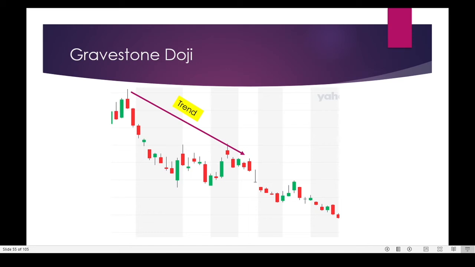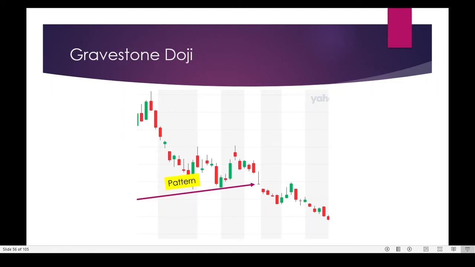Now, let's talk about trend continuation. So as you can see by the chart here, we have a price or stock that's trending down. Then we see the Gravestone Doji pattern. Then we have confirmation. We have another bearish candle trading right after the Gravestone Doji. So this is another great opportunity to jump in and ride this stock all the way down.